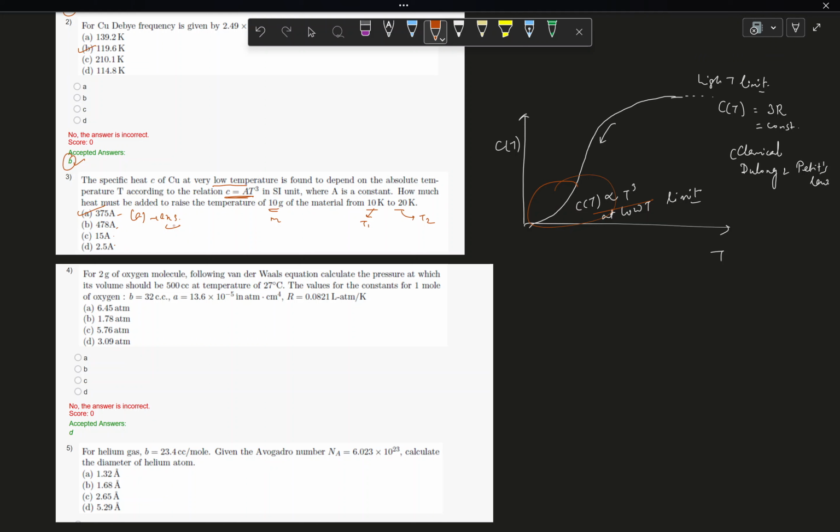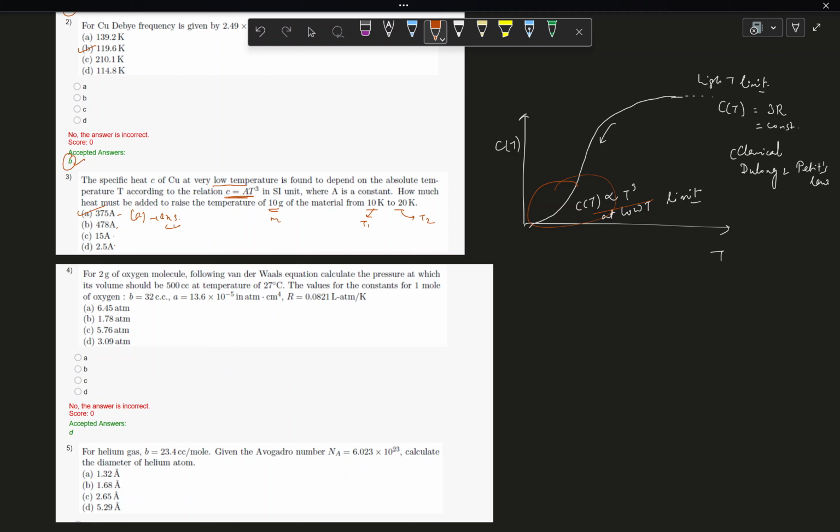Now it is asking that for 2 gram of oxygen molecule following van der Waals equation, calculate the pressure at which its volume should be 500 cc at temperature of 27 degrees centigrade. The values of the constants for 1 mole of oxygen are given: B value is given and A value is given, and universal gas constant R value is given.